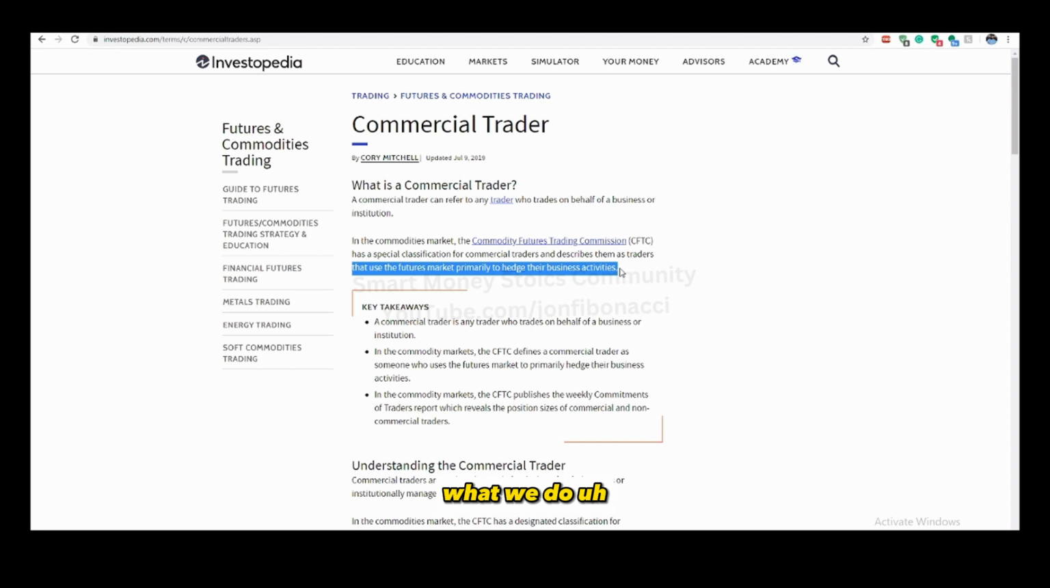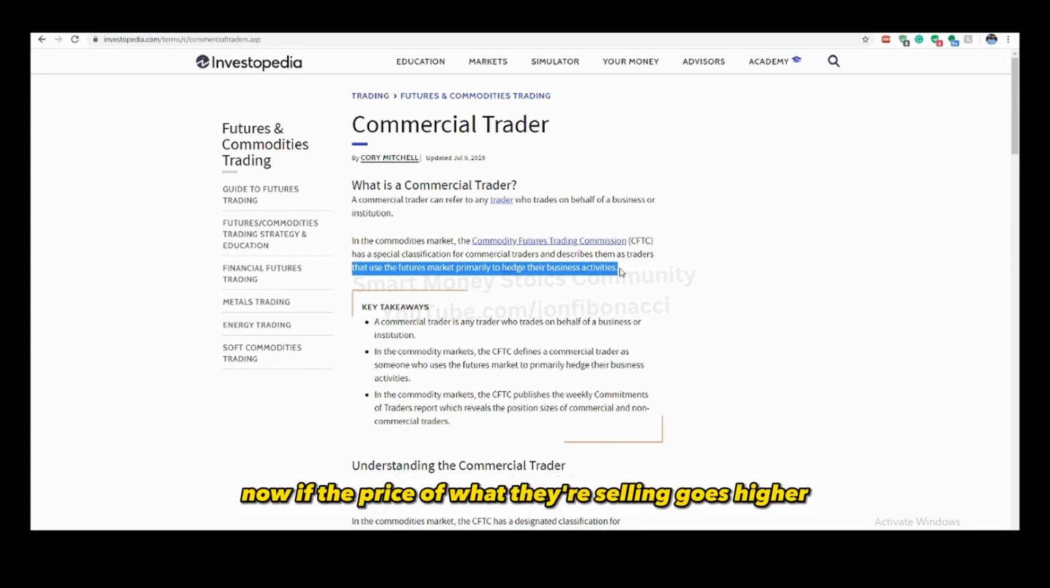What we do, retail traders, we are speculators, right? We take on the risk in order to get a reward. In the commodities market, a lot of businesses are not in the business of speculating. They're in the business of whatever business they're in, and they want to protect themselves from market fluctuations. Now, if the price of what they're selling goes higher, could they make more money? Sure, probably. But they don't want to take the risk if the price goes lower, because then they eat into their profits.